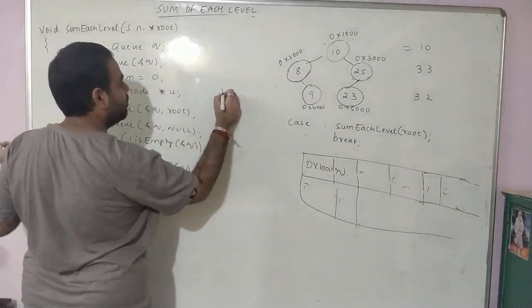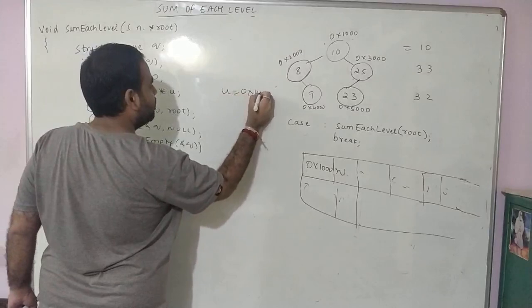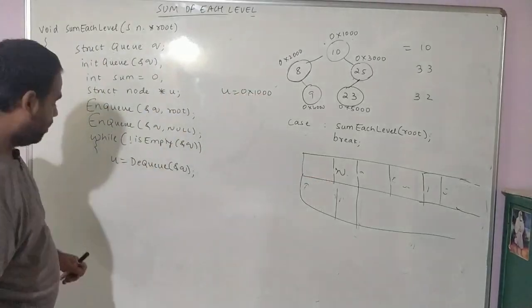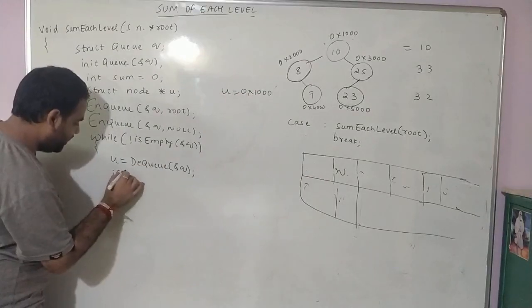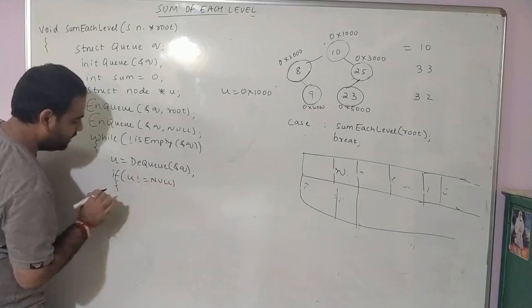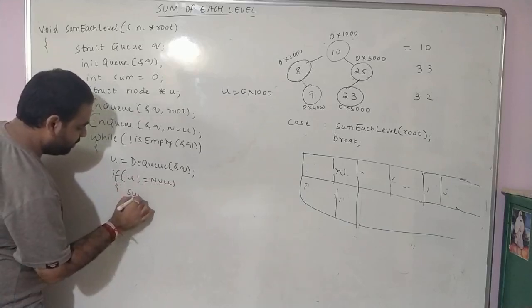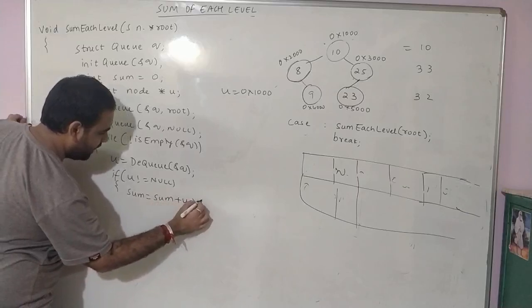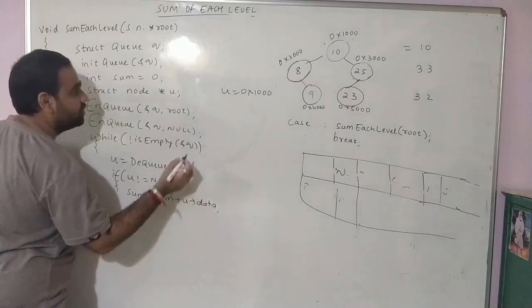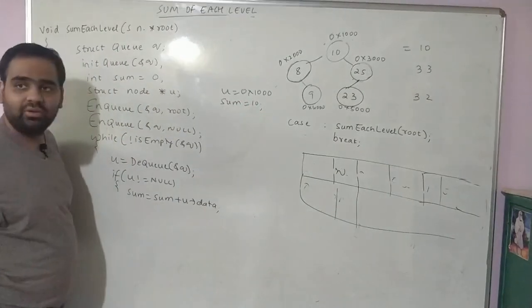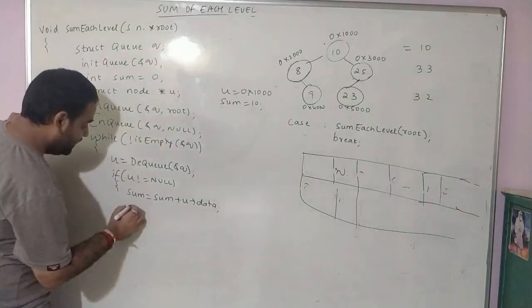Now when you say dequeue of ampersand q, you get u is equal to 1000. Now you check if u is null or not. And how do we check it? We say if u not equal to null. Yes, u is not equal to null. Therefore, you say sum is equal to sum plus u arrow data. Now what is u arrow data? 1000 arrow data is 10. Therefore, sum becomes 10. Now you have to enqueue the left child and the right child.